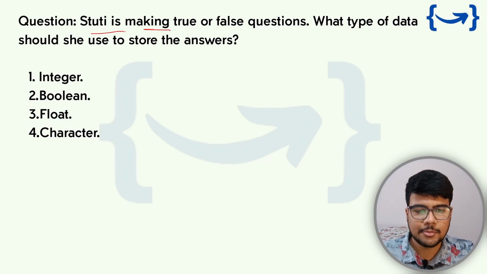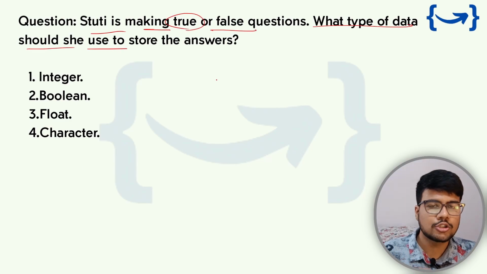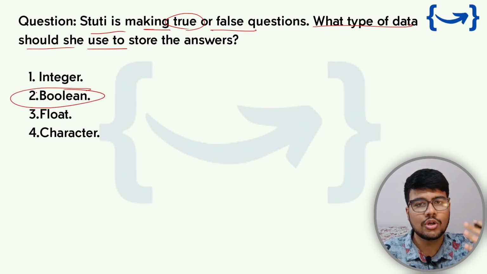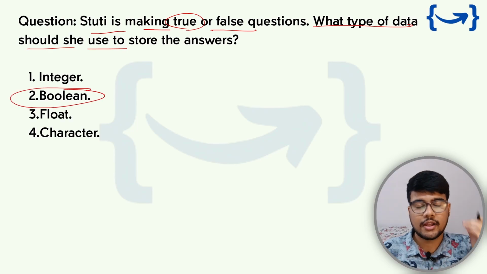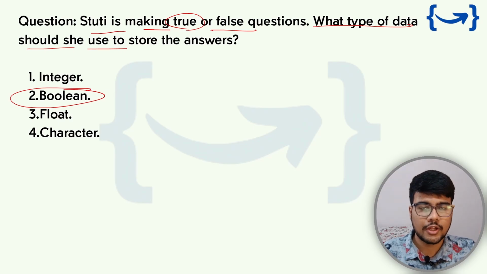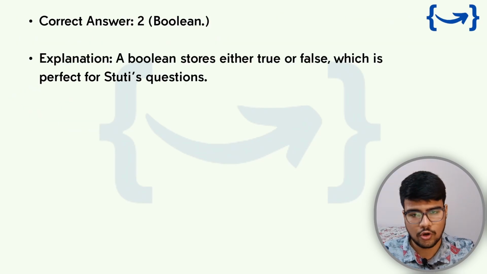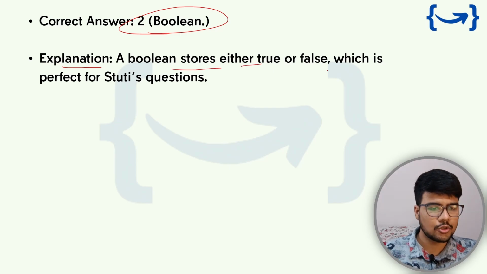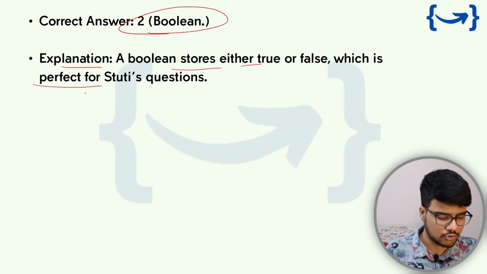Now Stuti is making a true or false question. What type of data should she use to store the answer? Pretty simple: boolean, because boolean is used where you are dealing with true or false values. So boolean is the right option. Boolean stores either true or false, which is perfect for Stuti's question.